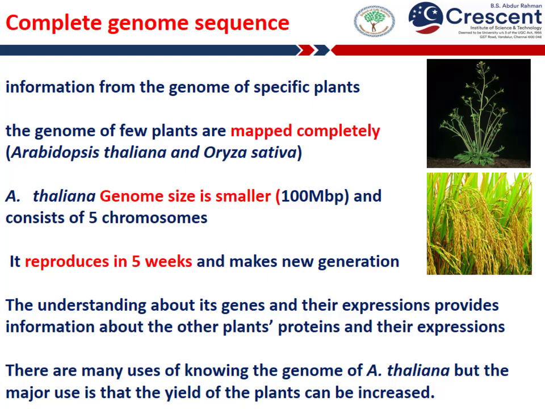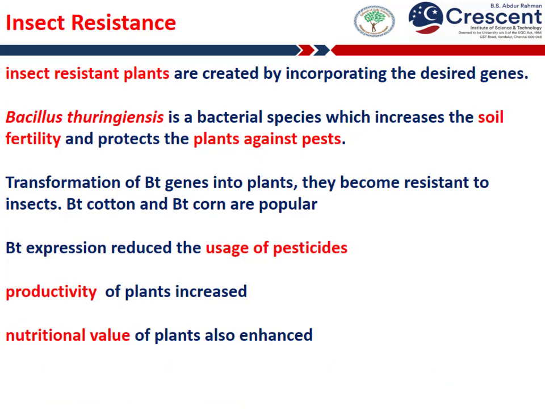There are many uses of knowing the genome of Arabidopsis, but the major use is that the yield of plants can be increased by using this Arabidopsis genome. Many plants have been made insect resistant by incorporating the desired genes.